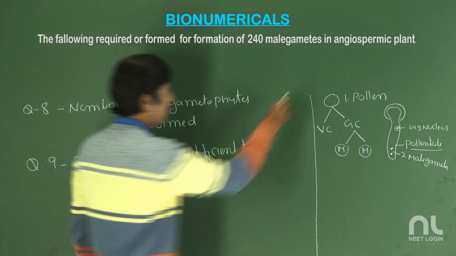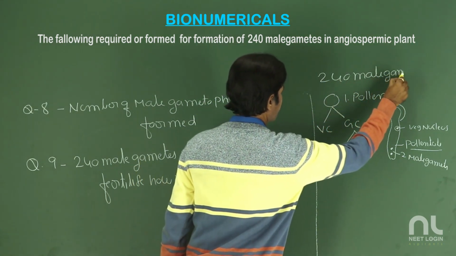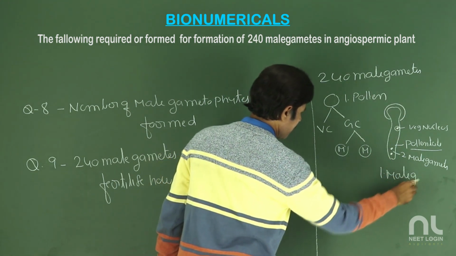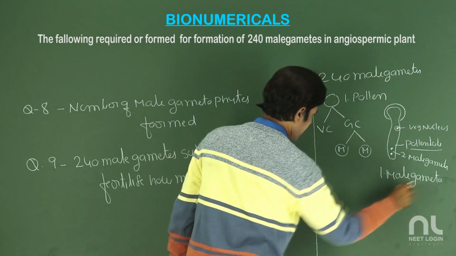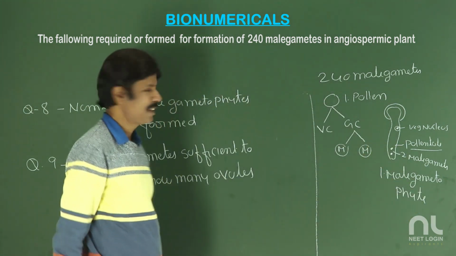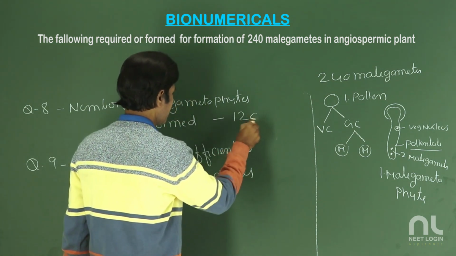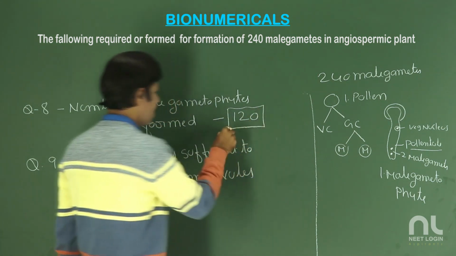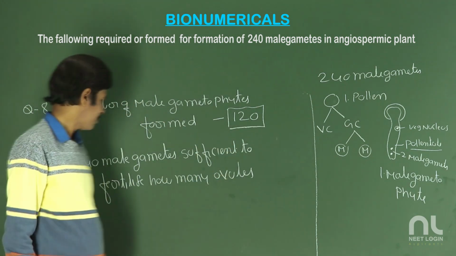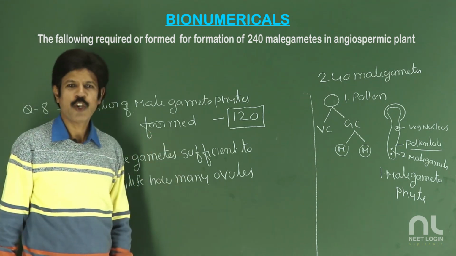So, for 240 male gametes, it is 1 male gametophyte having 2 male gametes. So, for 240 male gametes, it is 120 male gametophytes. And 240 male gametes are sufficient to fertilize how many ovules?